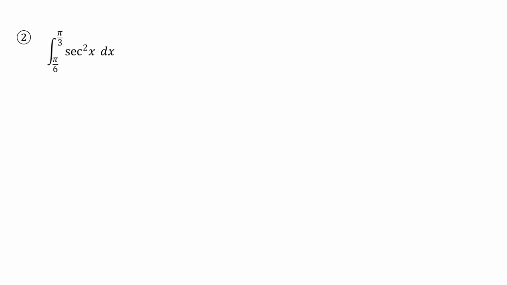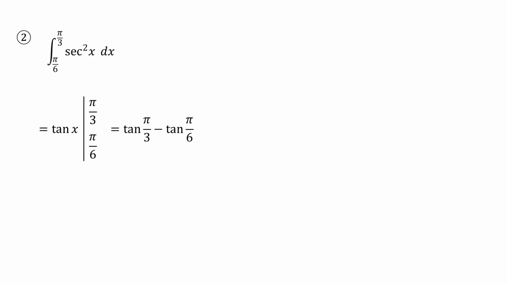At this point, I'm going to proceed. Secant squared of x. That's easy to integrate, right? That's just tangent of x. Right? The derivative of tangent x is secant squared x. Super easy integration.